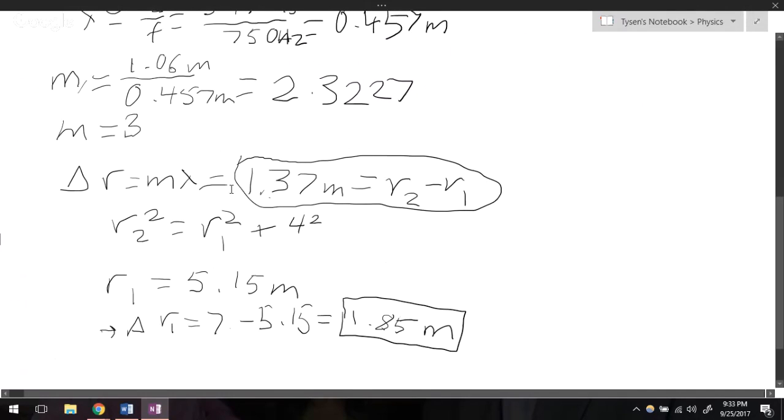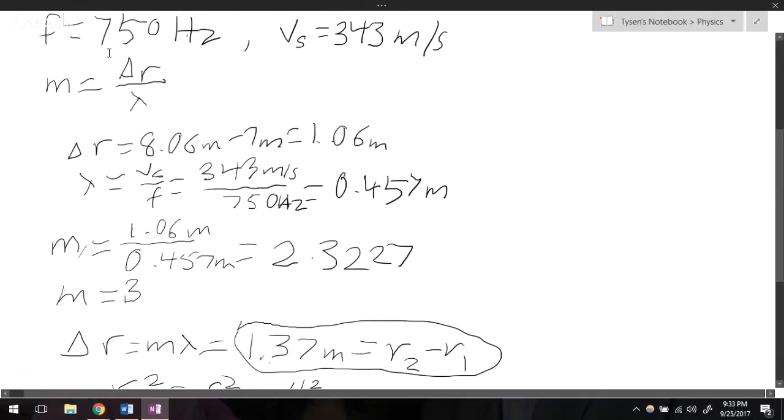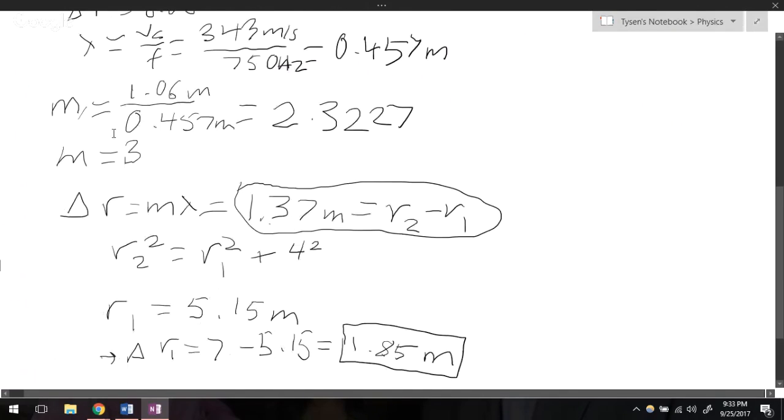In this case, as we close in towards that speaker, our delta R is going to be getting bigger because the hypotenuse is only going to get a little bit shorter, and the bottom leg is going to get a lot shorter. So the next whole number up is going to be 3.